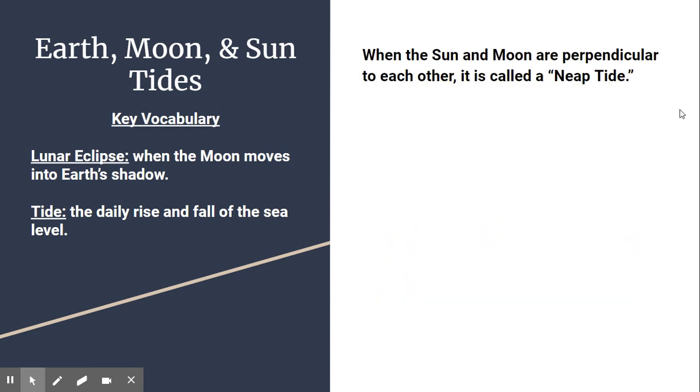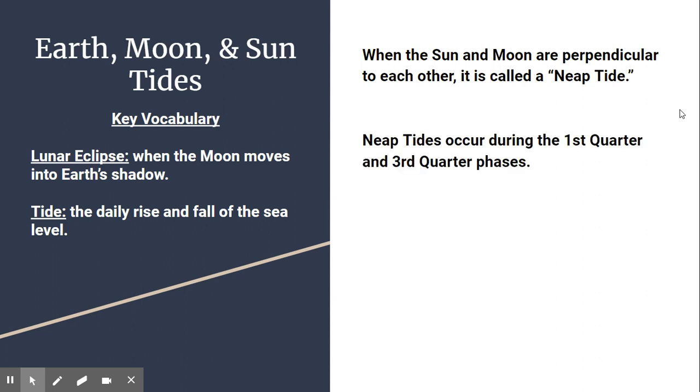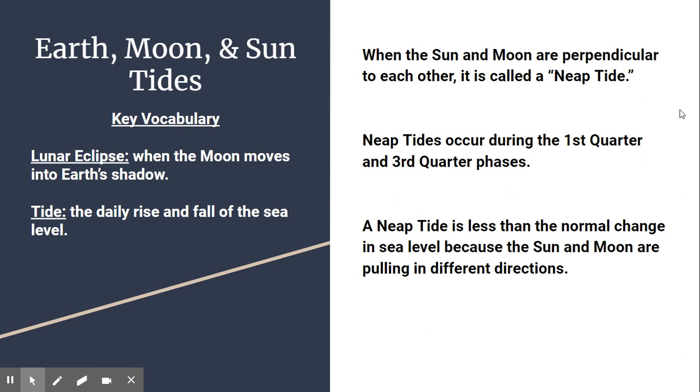There's also a phenomenon called the neap tide, and that occurs when the sun, the moon, and the Earth form a right angle, or the sun and moon are perpendicular to each other. This occurs during the first quarter and third quarter phases of the moon, and a neap tide is usually a smaller change in sea level because the sun and moon are kind of canceling each other out as they pull in different directions.